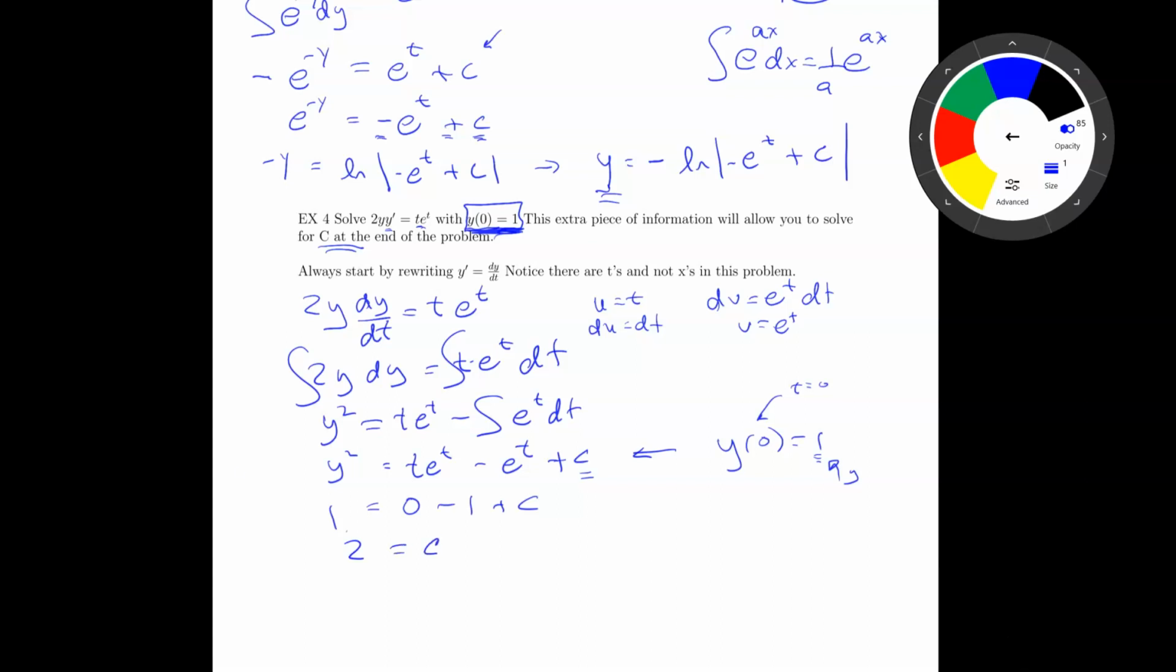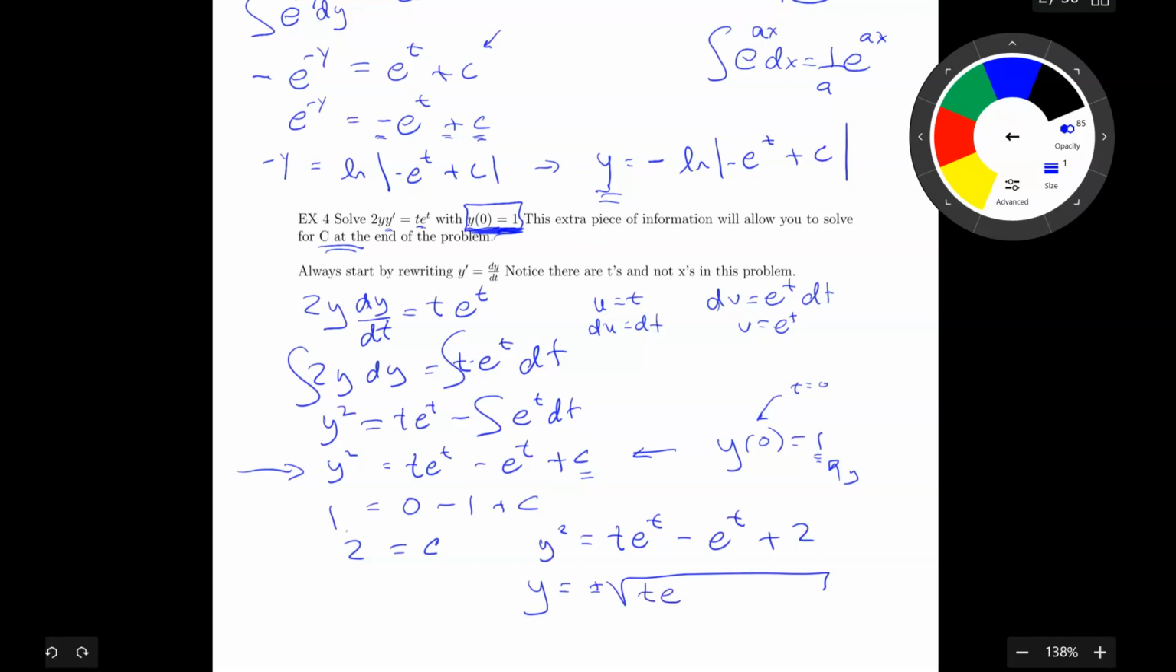Okay, so now I'm going to plug that back into here. So I get y squared is t e to the t minus e to the t plus 2. Now finish solving for y. So I get y is equal to plus or minus the square root.